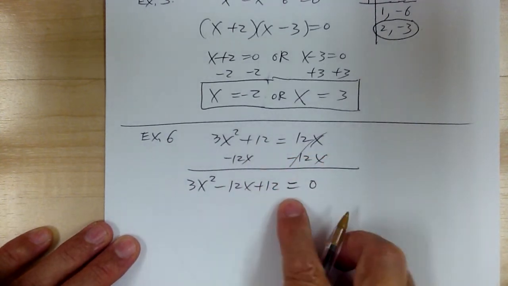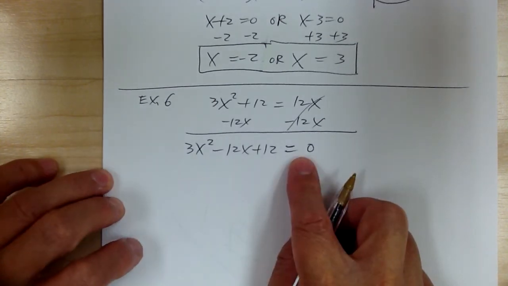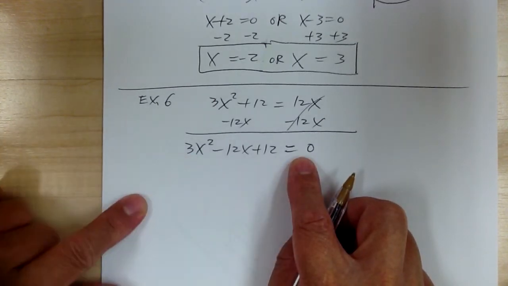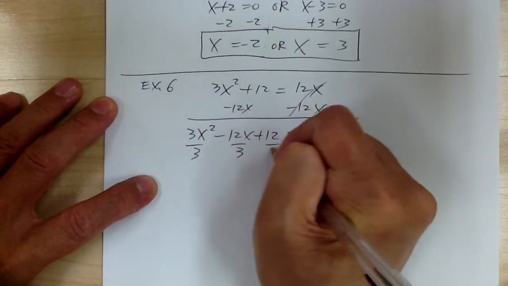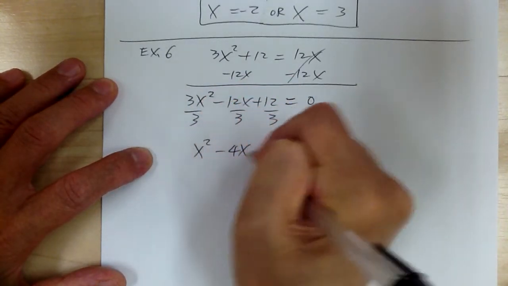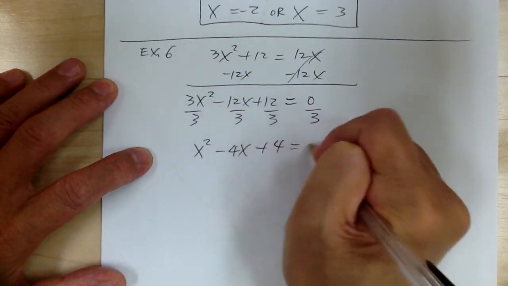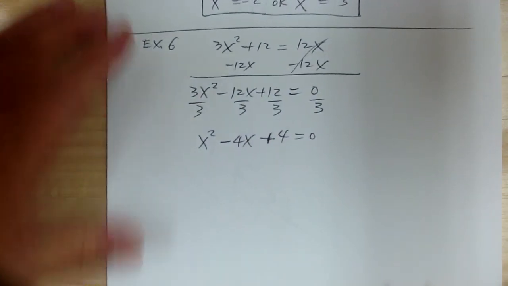So again, make sure you arrange in correct order. Now, one thing about an equation is that you can divide to lower your number, but you only do that with an equation. So go and divide everything by 3 to lower your number, a little bit easier to do. So you got x squared minus 4x plus 4 equal to 0. And then from here you can go and do the factoring.